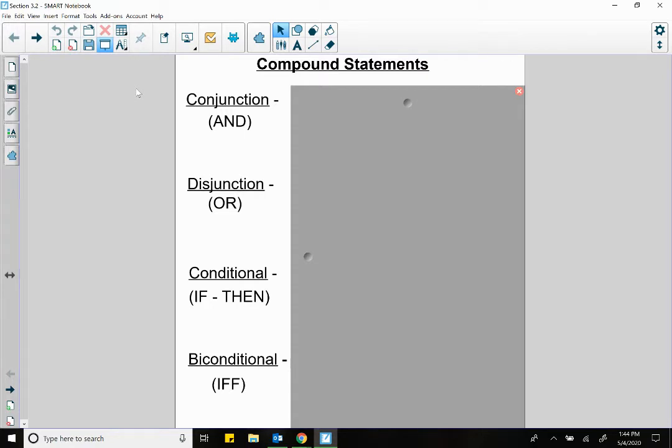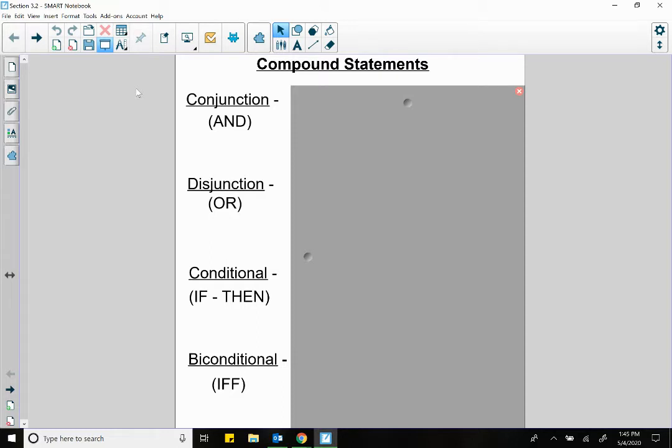So here are the four types of compound statements we're going to talk about. We're going to talk about a conjunction, which are and statements. Anytime you have two statements that are combined together with an and, that's a conjunction. You have the disjunction, which is or. Again, if you have two statements combined with an or, that is an or statement. Those are compound or statements. Okay. You got what we call the conditional, which is an if then. So if this happens, then that happens.